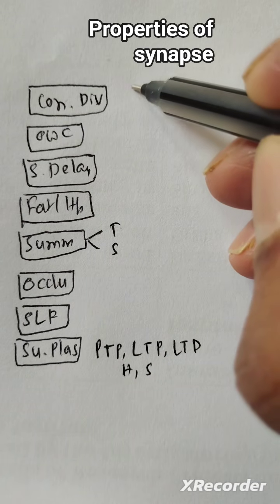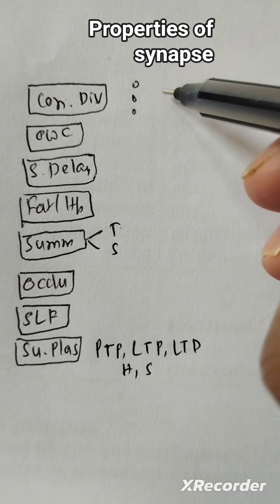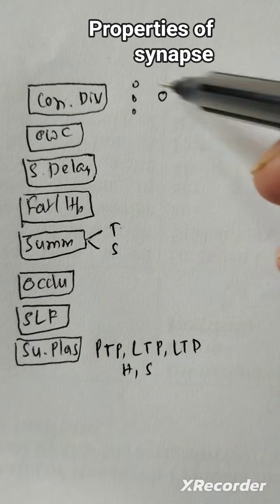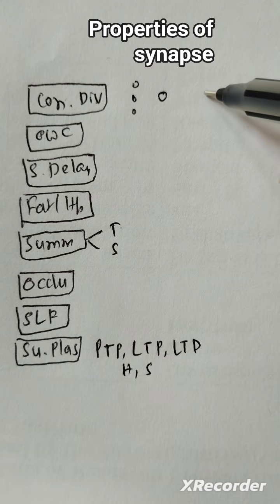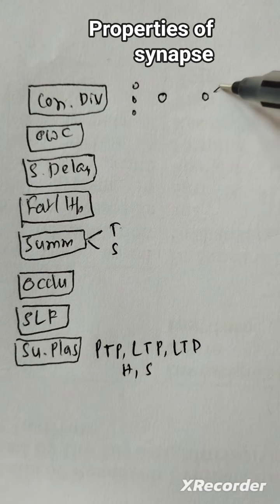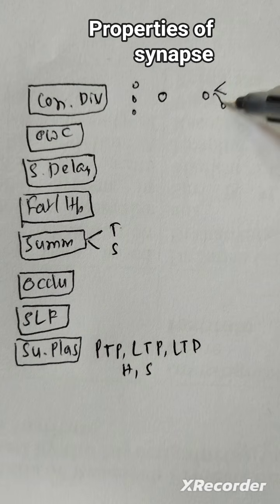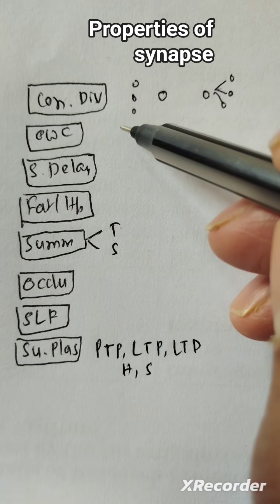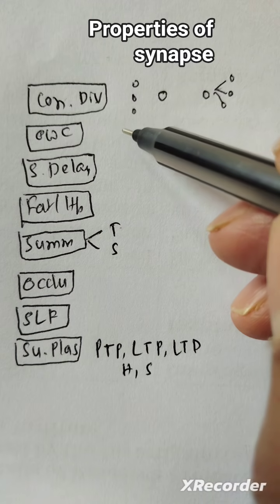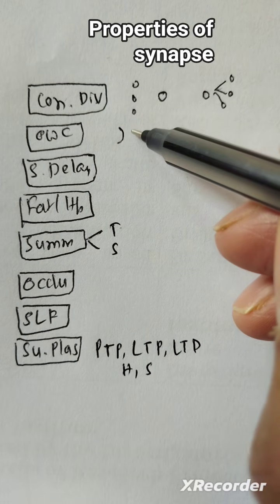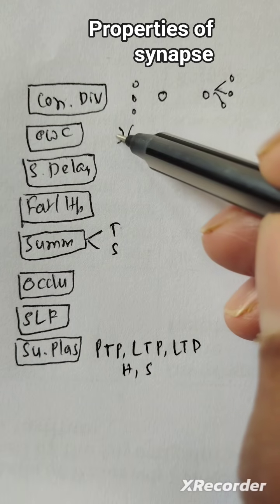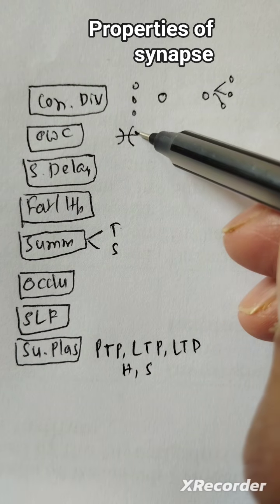Convergence is when many presynaptic neurons turn on one postsynaptic membrane, and divergence is when one neuron acts on many postsynaptic neurons. Whereas one-way conduction occurs because of the functional property of the synapse, that is, it has a presynaptic neuron, cleft with neurotransmitter, and postsynaptic neurons. The events have to occur in this direction only.